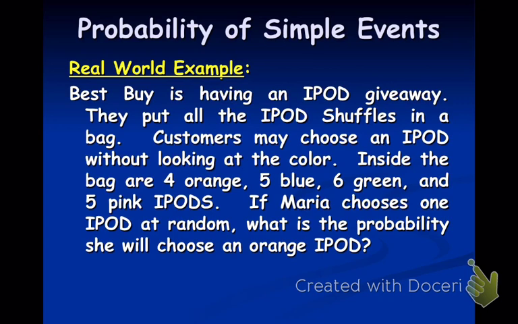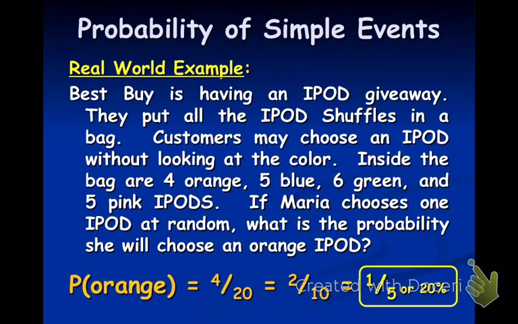In this case, we need to see how many total iPods there are in the bag. We have 4 orange, 5 blue, 6 green, and 5 pink iPods, so there are a total of 20 iPods in the bag. She has to pick one out of these 20 iPods, and 4 of them are orange. So we have 4 out of 20 are orange. That reduces down to 1/5. If you divide 1 by 5, you get 0.20 or 20%. She's got a 1 in 5 chance of picking that orange iPod because there are 20 iPods in the bag.